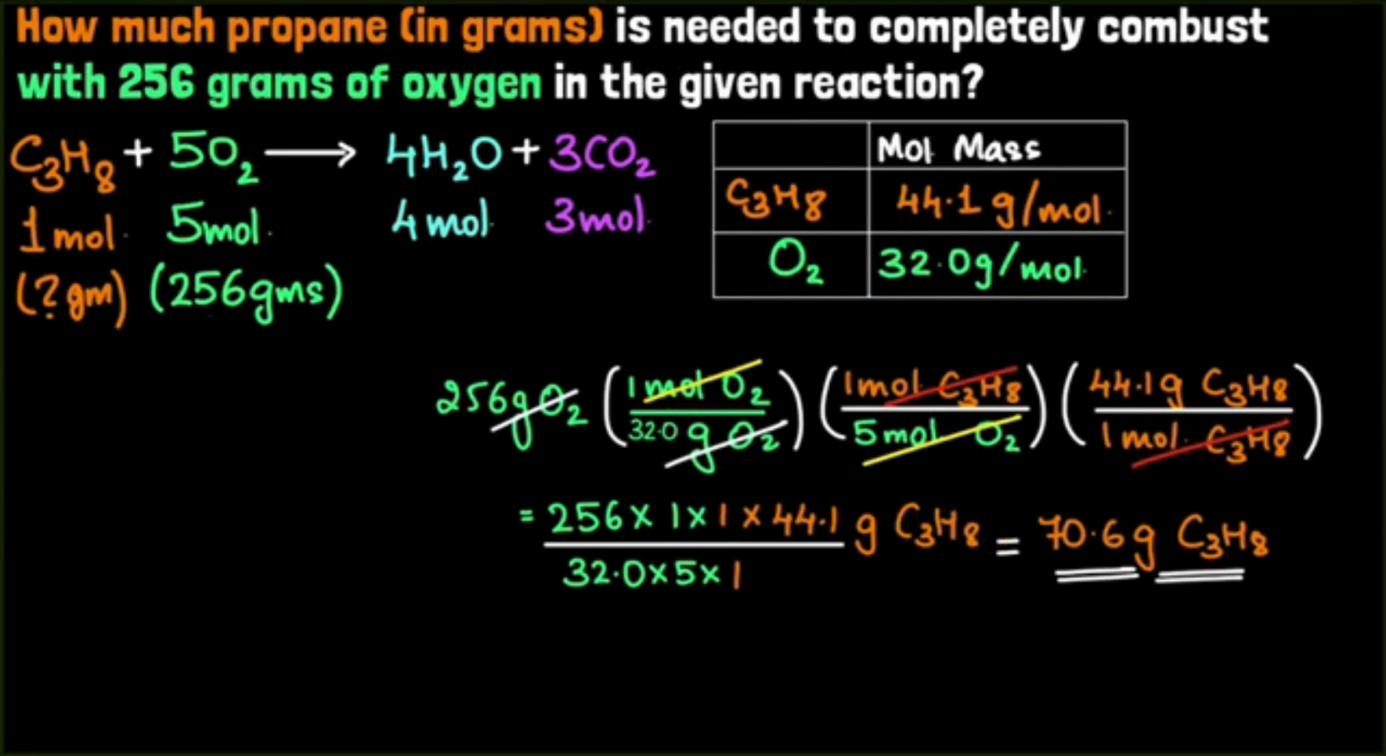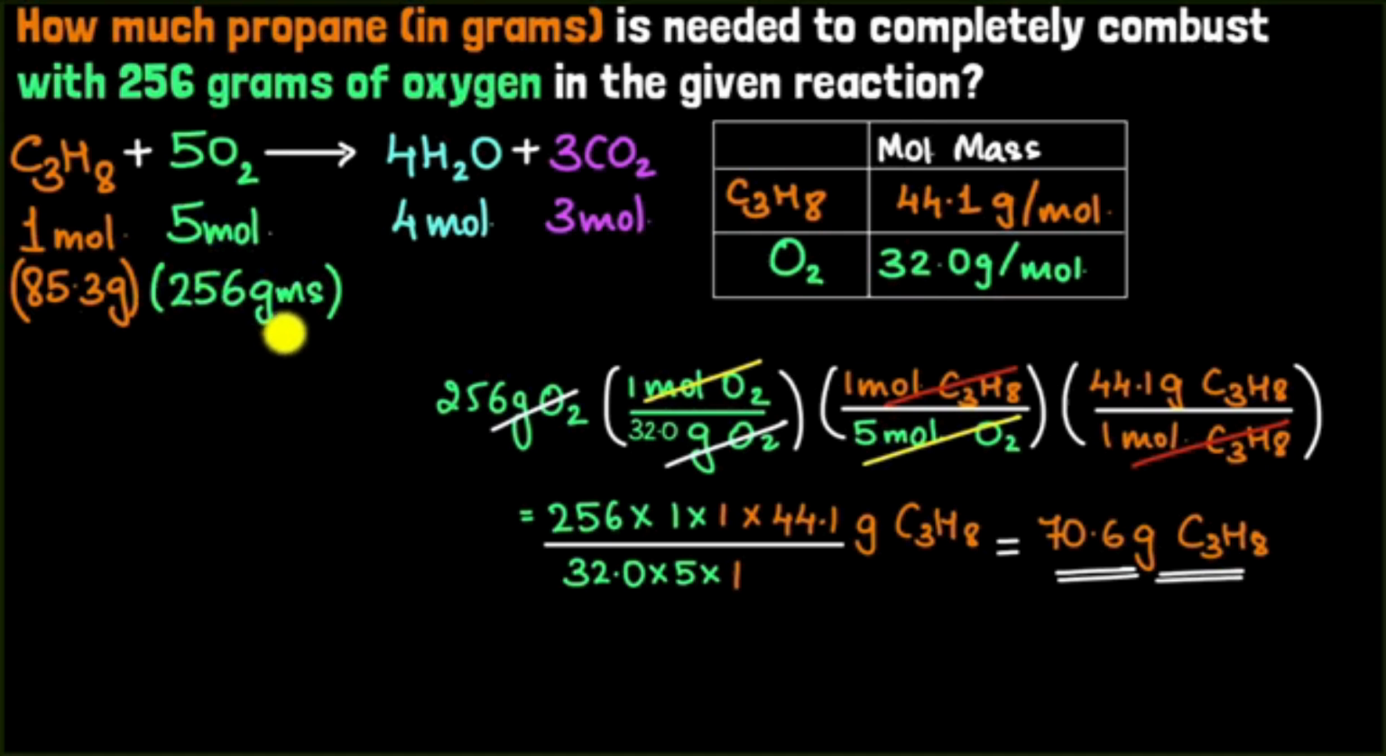So let me hide this for a while. So imagine we had 85.3 grams of propane. We reacted that with 256 grams of oxygen. What would have happened? Well, we already know that we need only 70.6 grams of propane to completely combust with 256 grams of oxygen.